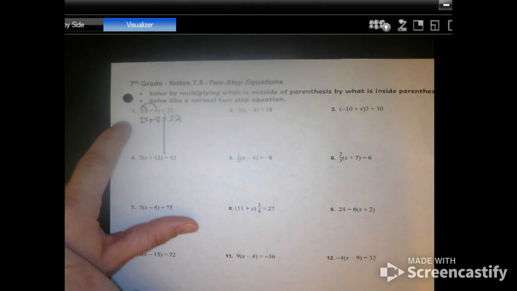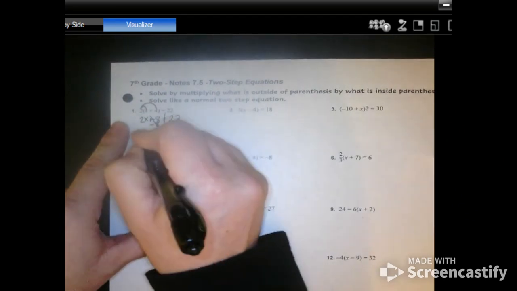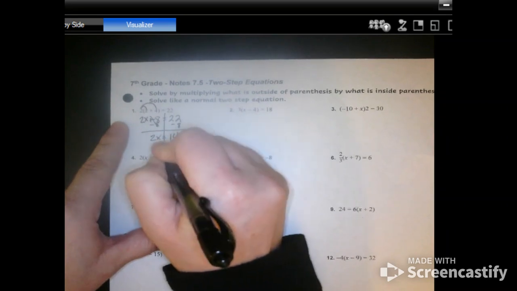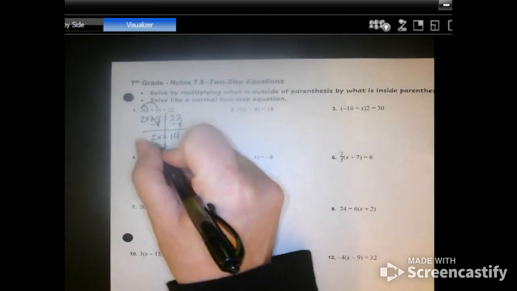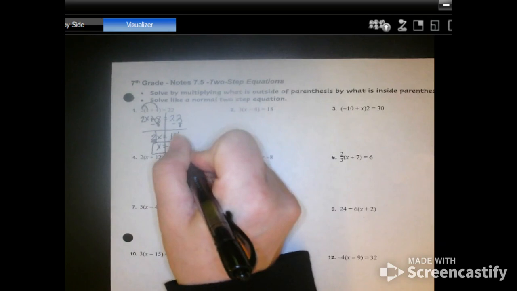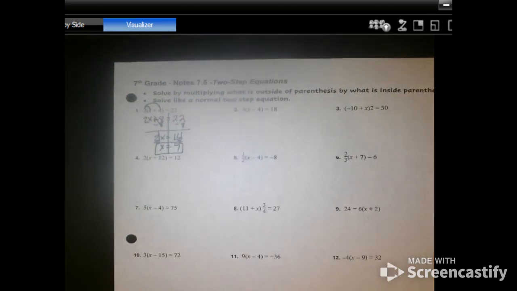What would I do first? Minus 8. Remember, I always use the number that was by itself. So I subtract 8. What is 22 minus 8? 14. I have 2x equals 14. Well, I divide by 2. What is 14 divided by 2? 7. x equals 7. Easy.